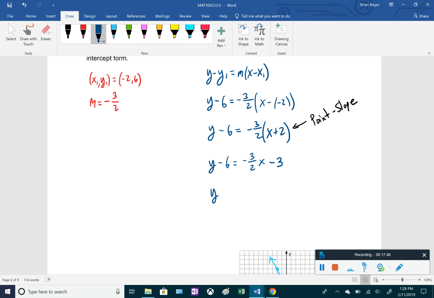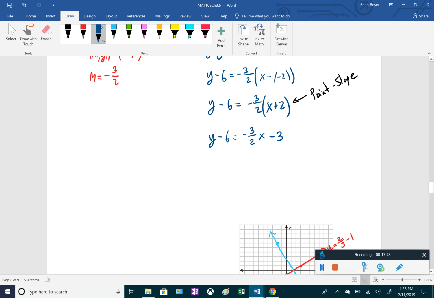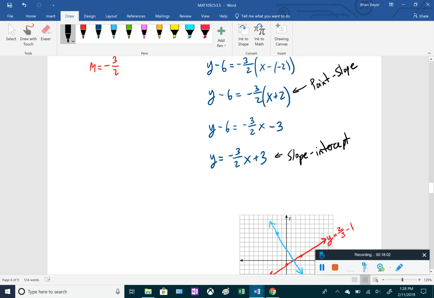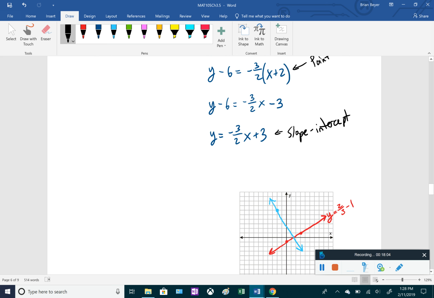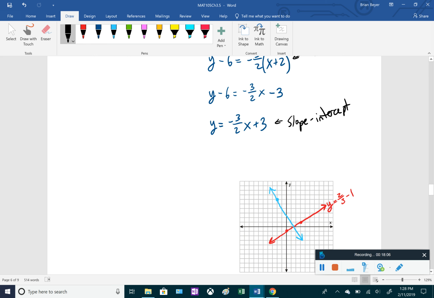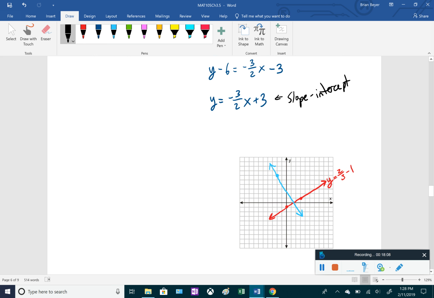Add 6 to both sides, and we're going to get y equals -3/2 x plus 3. And this is going to be our slope-intercept form, which we're going to use to graph it correctly. So -3/2 x plus 3. My line was actually pretty close. Let's graph it for real though.